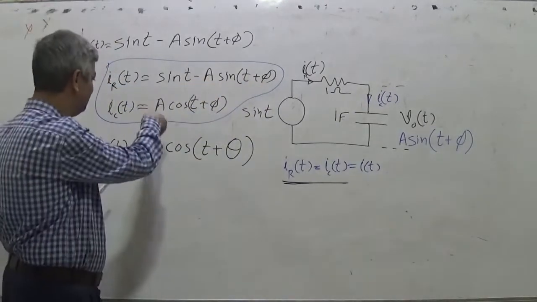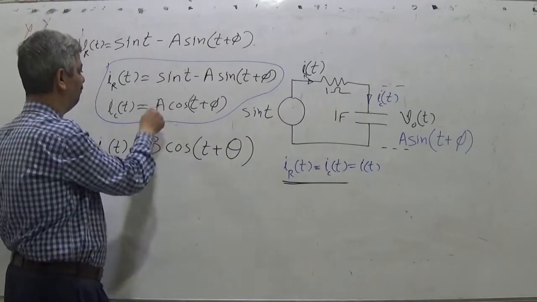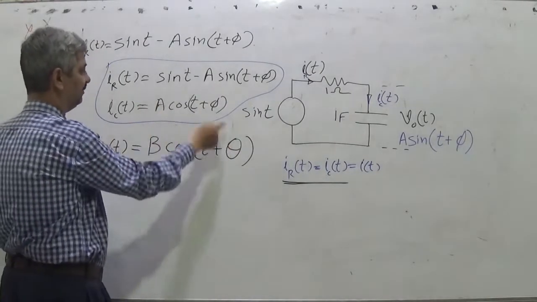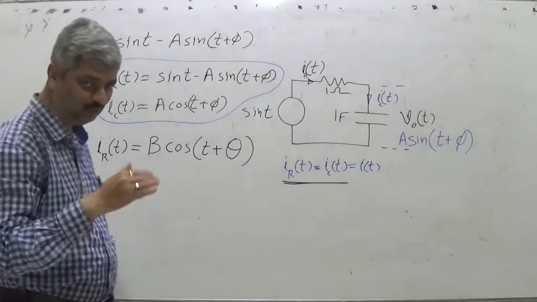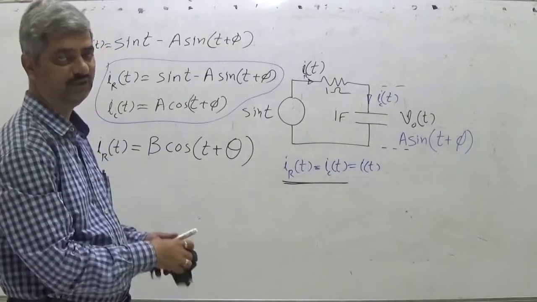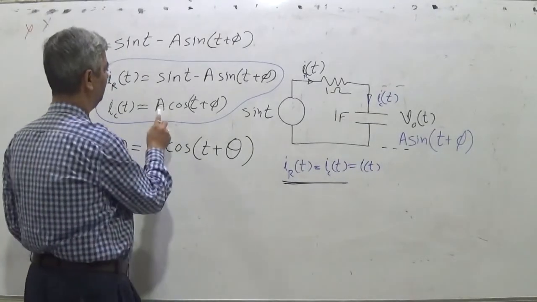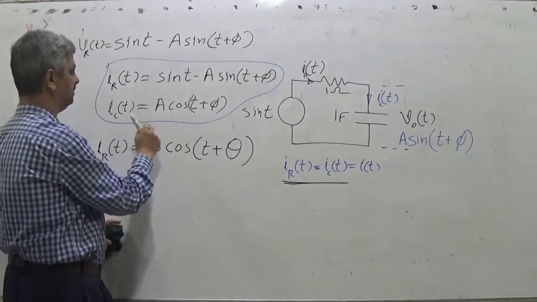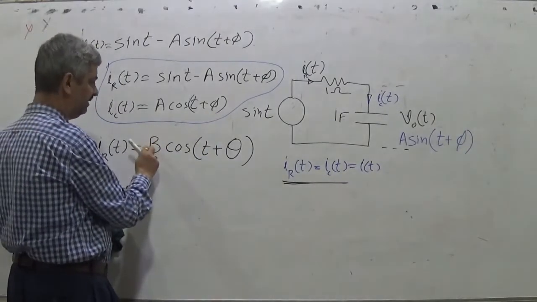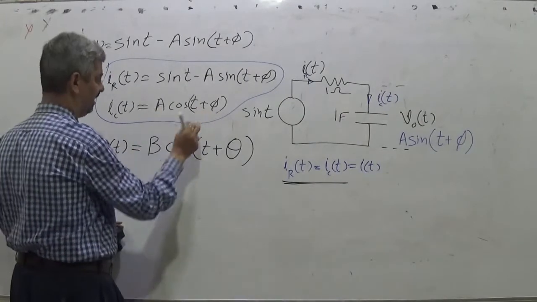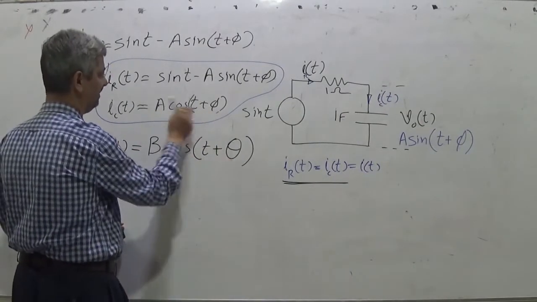So you can equate these two. So b equal to A, theta equal to phi, and doing that you get two equations. What are the two unknowns? A and phi are unknown. You get two equations. Something as a function of A and phi, and theta is also a function of A and phi.